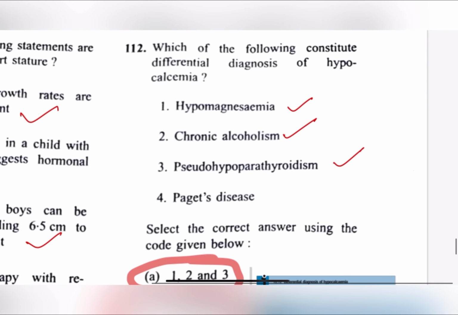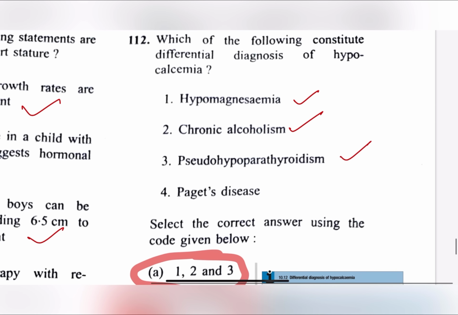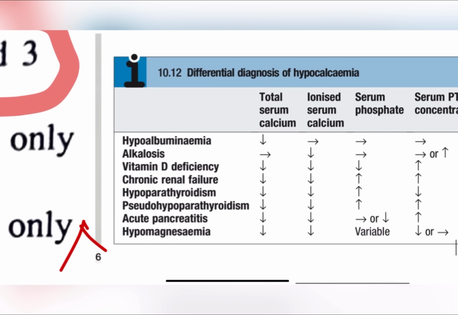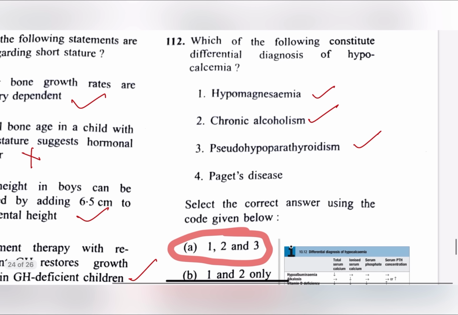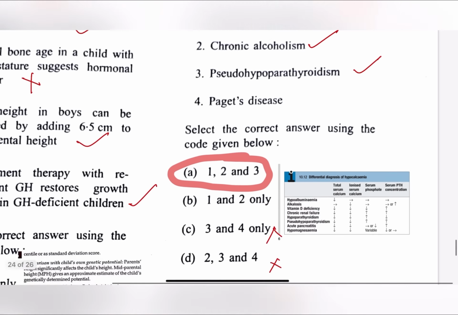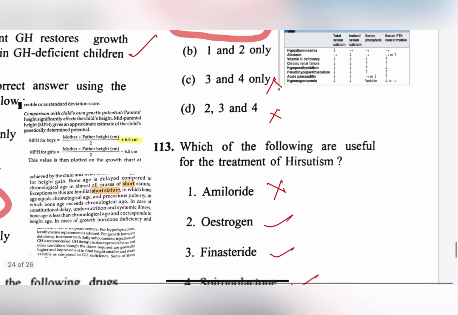Next question: which of the following constitute differential diagnosis of hypocalcemia? These are the differential diagnosis of hypocalcemia: hypoalbuminemia, alkalosis, vitamin D deficiency, renal failure, hypoparathyroidism, pseudohypoparathyroidism, acute pancreatitis and hypomagnesemia. So we have hypomagnesemia, chronic alcoholism and pseudohypoparathyroidism. There is no Paget disease. So the answer for this is 1, 2 and 3.